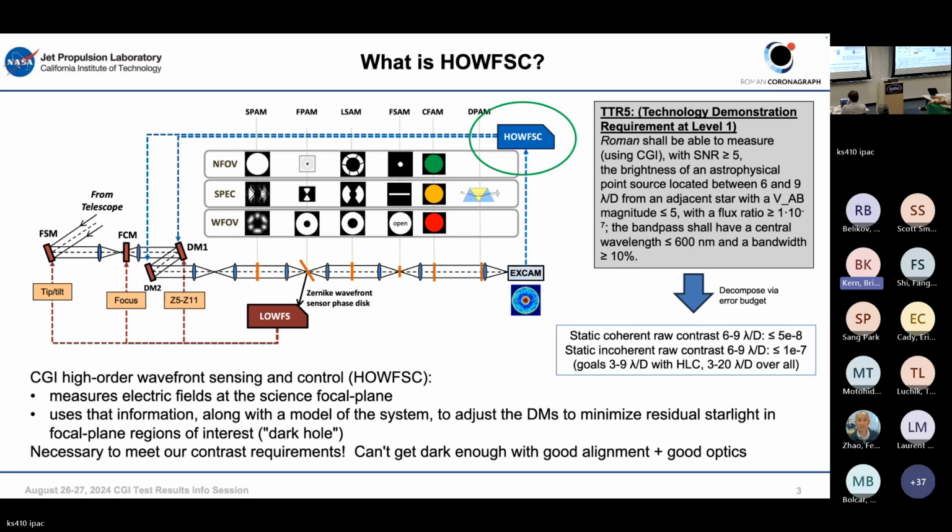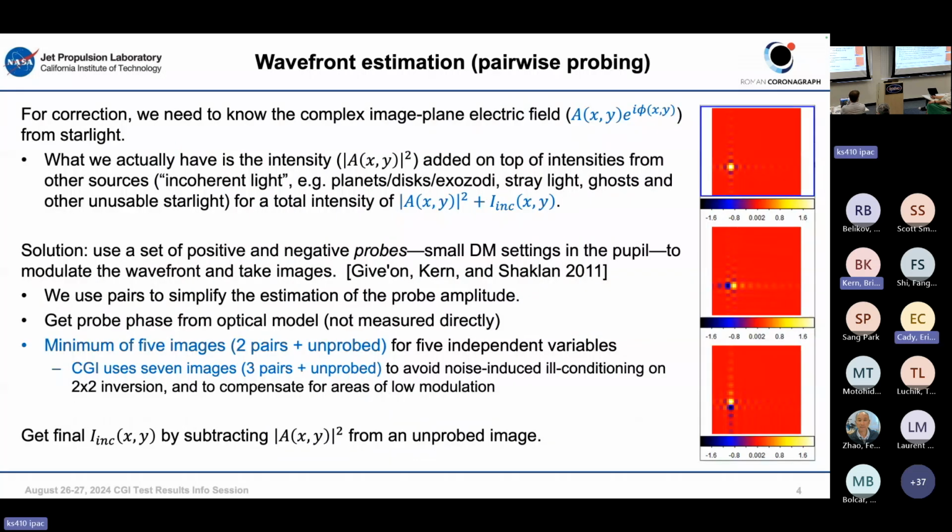So let's go to the next slide and I'll talk through some of our algorithmic choices. There are a few different ways to do wavefront estimation. The way that we use on CGI is pairwise probing. There are some historical reasons for that. It was developed for HCIT at JPL. When we started doing the technology milestones for CGI back in 2014, we inherited all that. This was all being done in HCIT.